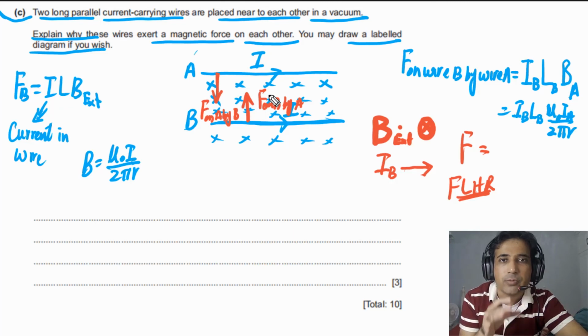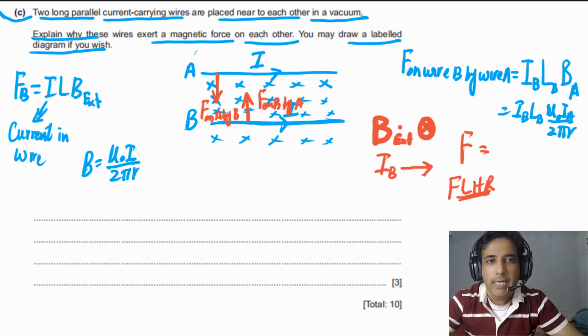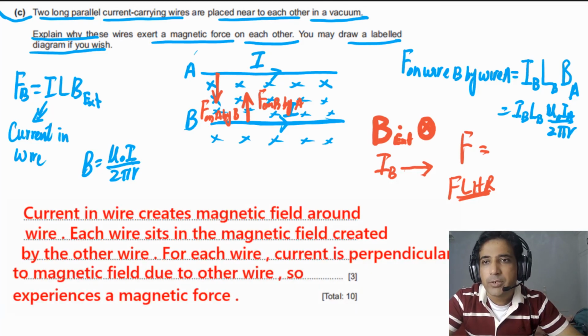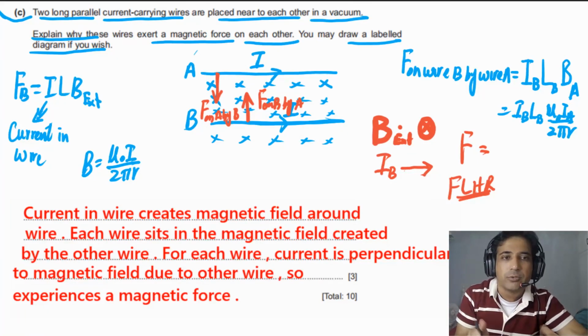So that's all you need to understand. So let me show you the answer, how you can write down the answer. If you have any questions about this one, just leave your questions in the comments. I will answer as soon as possible. So let me show you the answer. This is how you can write down the answer. And this question has 3 marks. If you have written these points, you will get 3 marks.